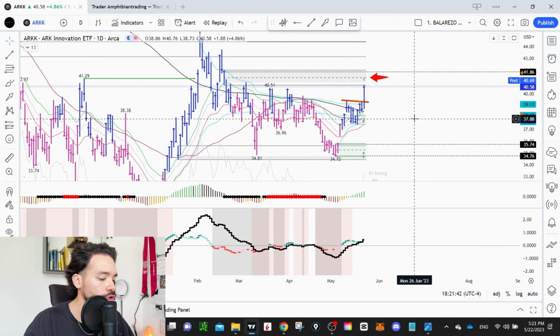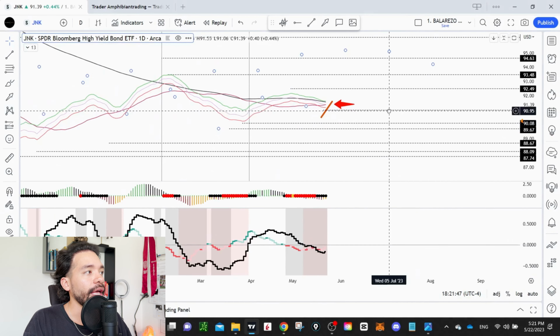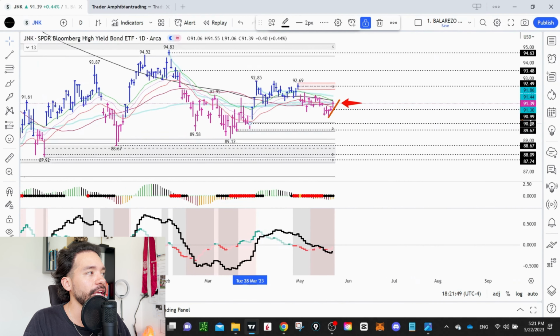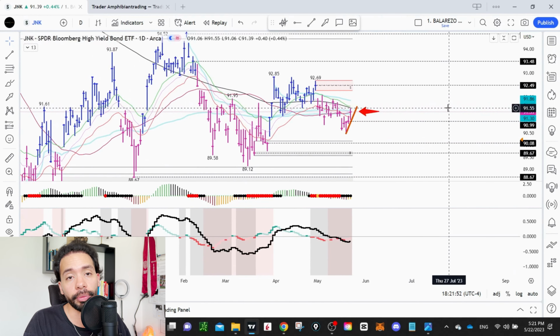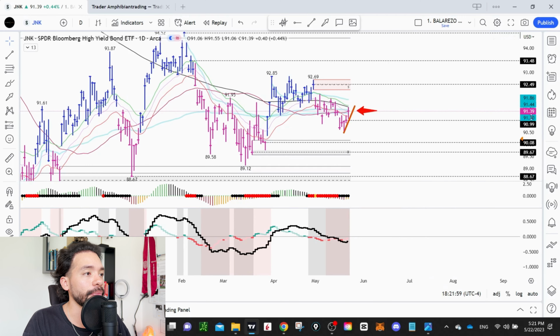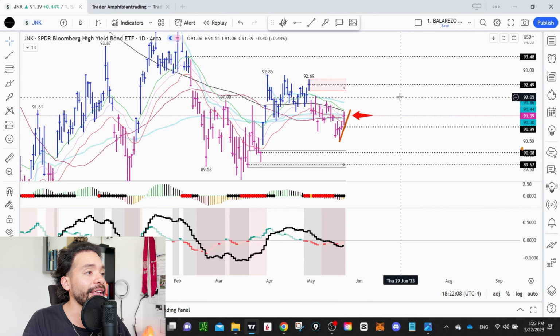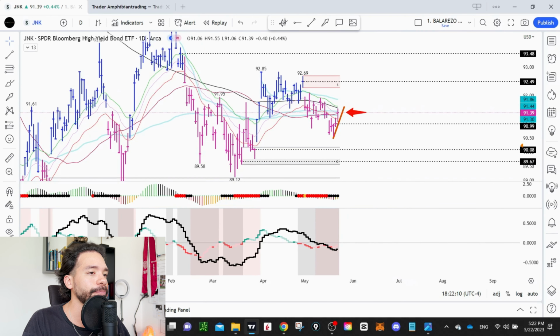The next chart that I want to show you is JNK. The thing about JNK is that it is the SPDR ETF for the high yield bonds. Basically these bonds are the junk bonds, meaning that these are bonds with a credit score that is really low, so they are a little bit more risky. So what is the expectation here with the JNK? Usually the JNK kind of gives us a heads up of what we can expect about the market.